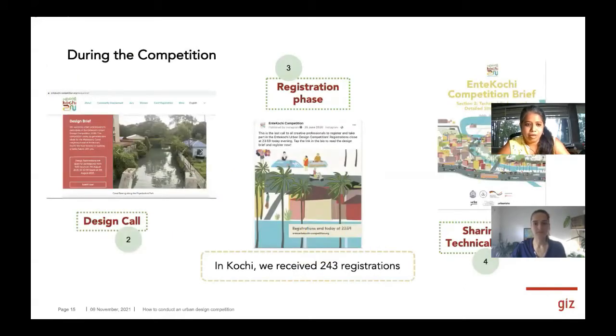Next. During the competition, after the design call, we had the registration process in Cochin. We received 243 registrations, and then we shared a detailed technical package which had much more detailed information about the site and many detailed zoomed in aspects of the site, detailed photographs, etc. We shared that technical package with these 243 registrations. Next, please.